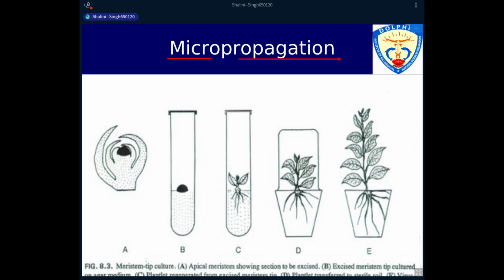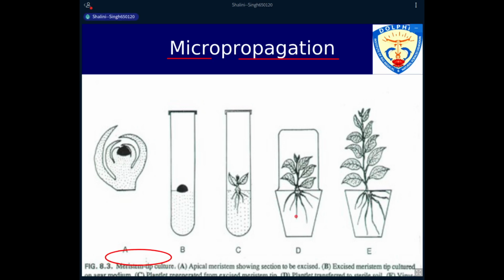Clonal means the offspring plants are genetically similar to the mother plants. So when you are doing vegetative propagation, your offspring plants, the multiplied plants, are always similar to the mother plant. That's why they are known as clones, and this method is known as clonal propagation. And then the same technique is done in the lab. It is known as in vitro clonal propagation or micropropagation.